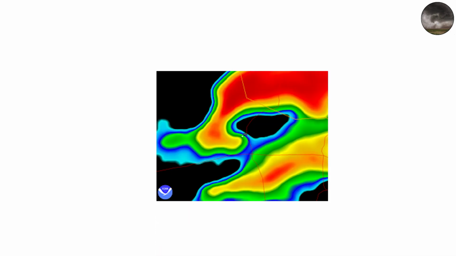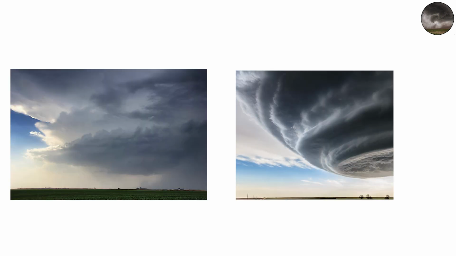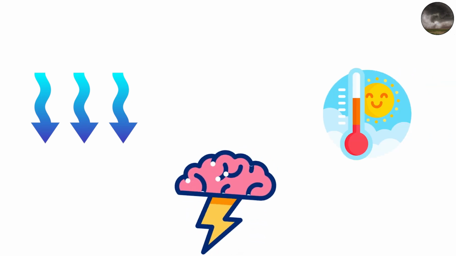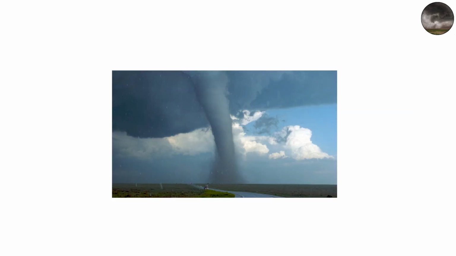What makes the rear flank downdraft special is its position and motion. It forms on the backside, or rear flank, of the rotating updraft, the mesocyclone. The interaction between the cold descending air and the warm, moist inflow on the other side of the storm is where the real action begins. That's the boundary where tornadoes are most likely to spin up.